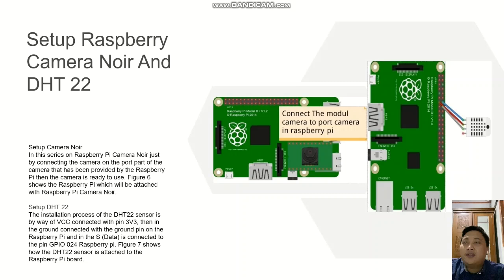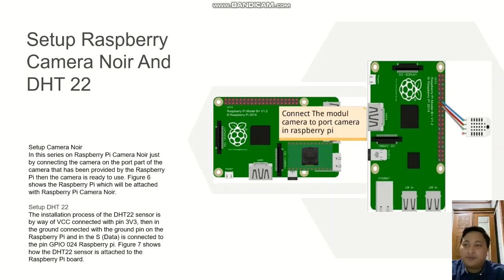Next, set up the Raspberry Camera Noir and DHT22. Set up the Camera Noir in this series on the Raspberry Pi. Camera Noir is set up just by connecting the camera to the camera port that has been provided on the Raspberry Pi. Then the camera is ready to use. So, the figure shows the Raspberry Pi which will be attached with the Raspberry Pi Camera Noir.